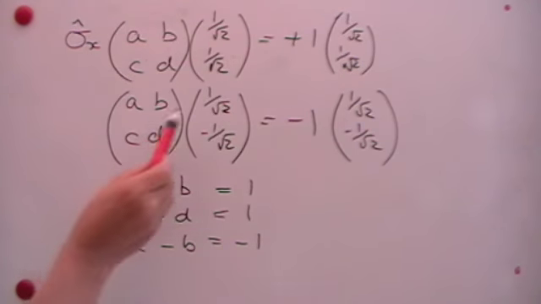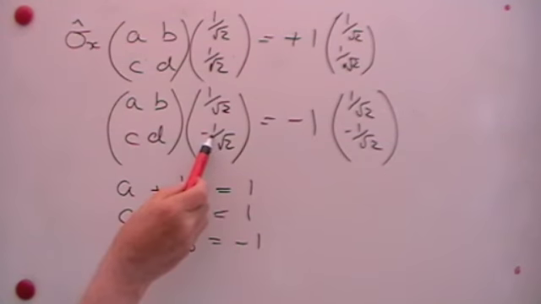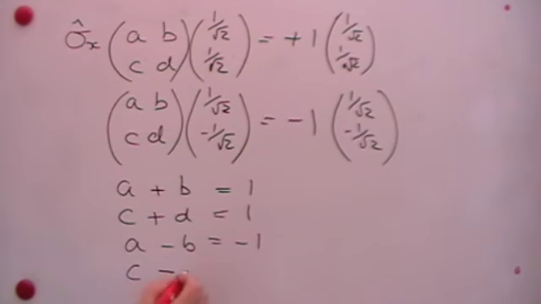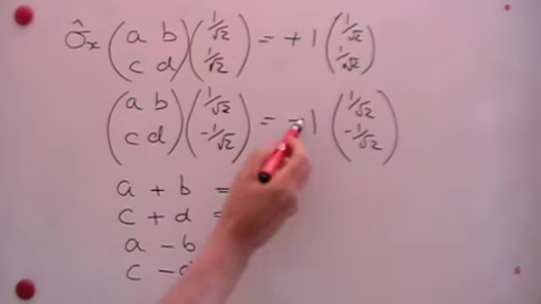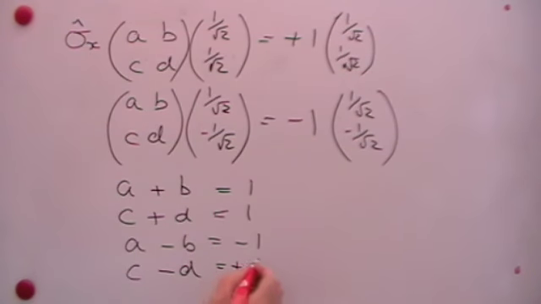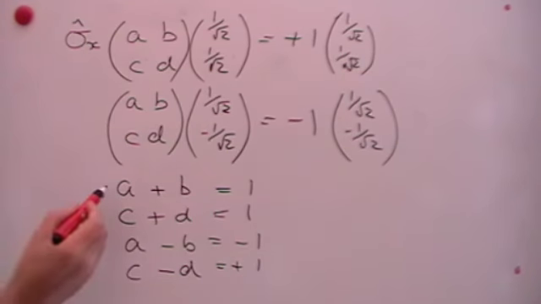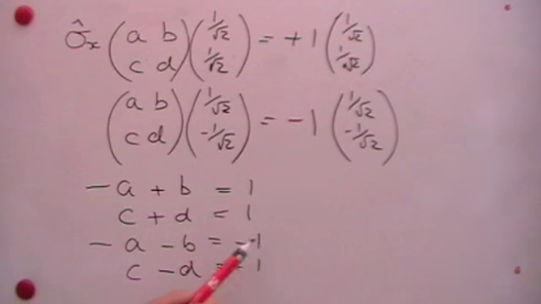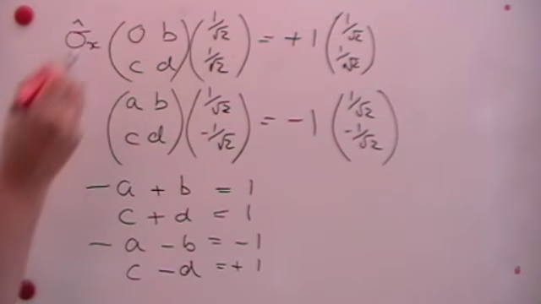And here I've got c times 1 plus d times minus 1, so that's c minus d, is equal to minus 1 times minus 1 is plus 1. Let's take this equation here and this equation here and add the two together. A plus a is 2a, b minus b is 0, 1 minus 1 is 0, so 2a equals 0. That means a must equal 0.